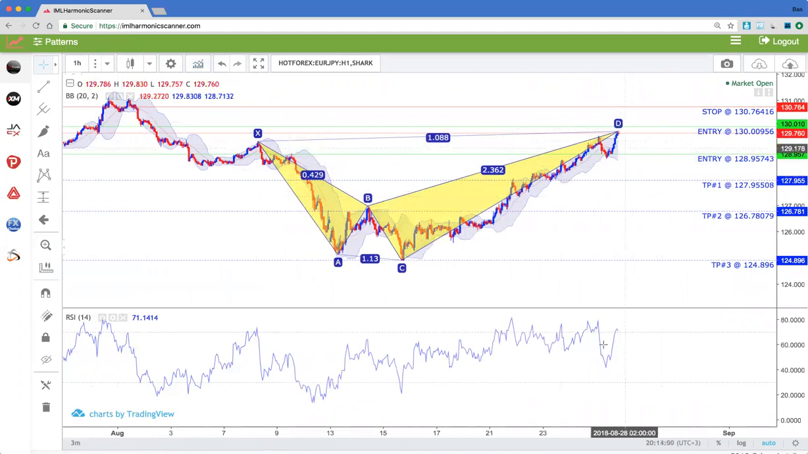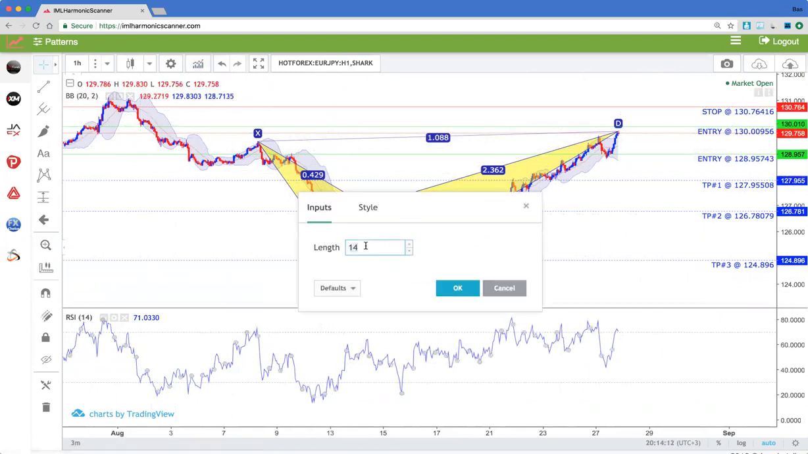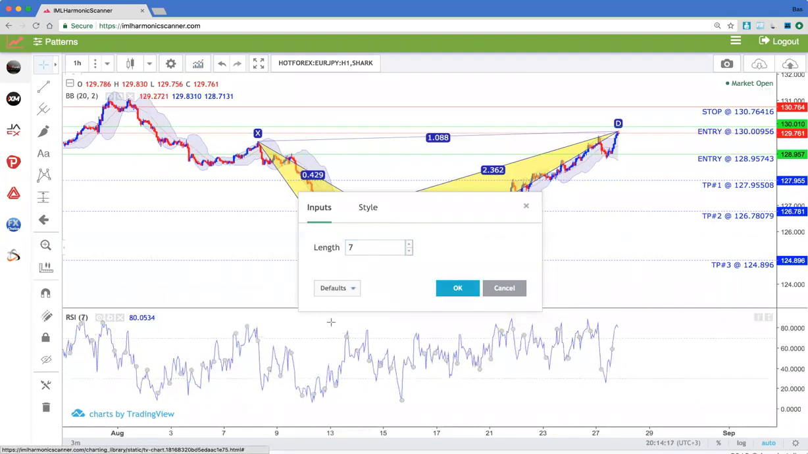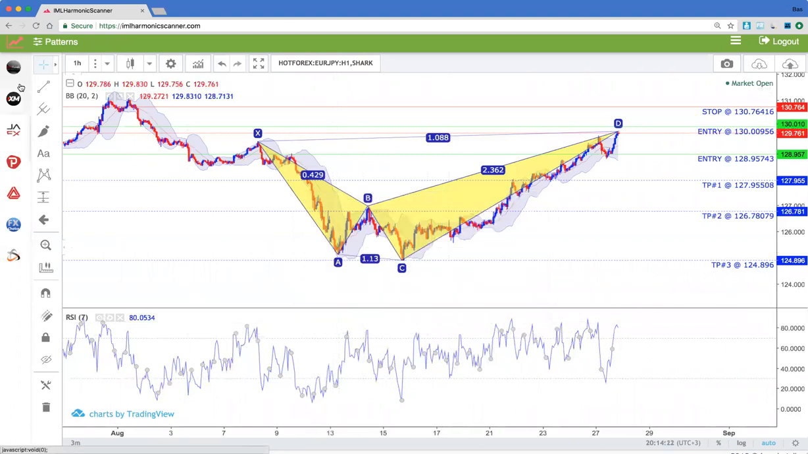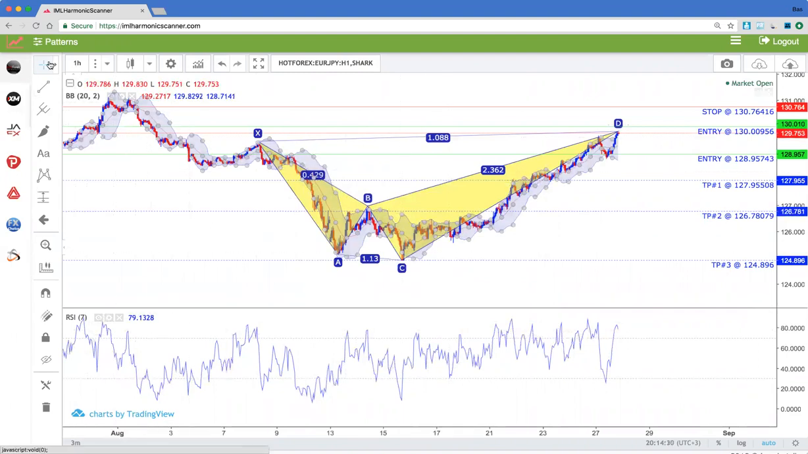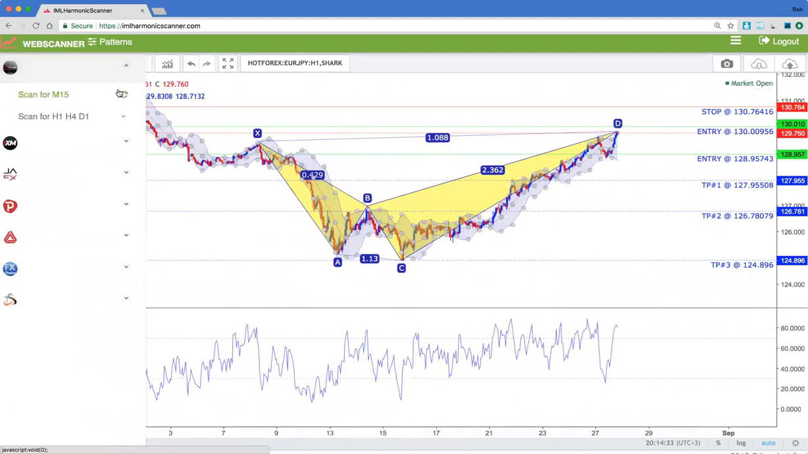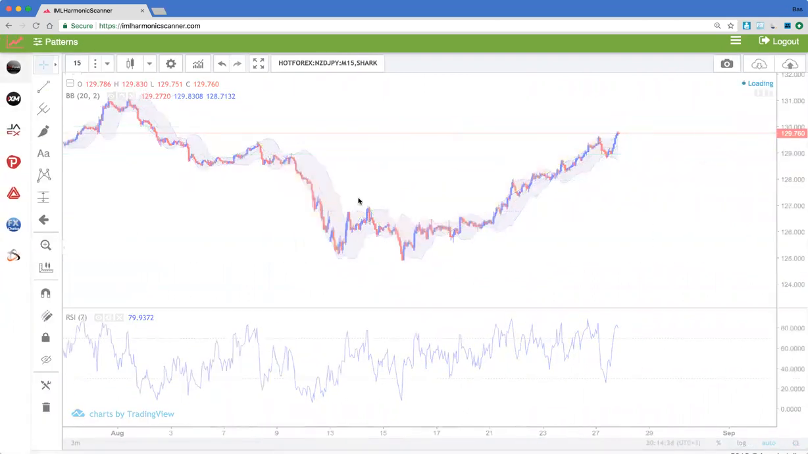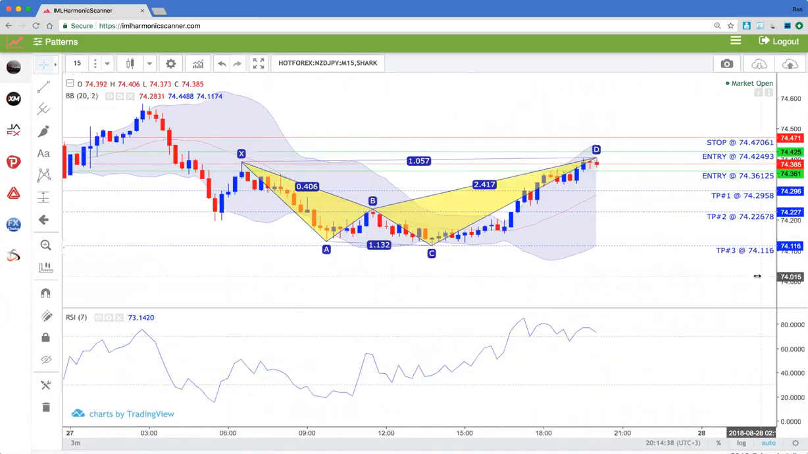We also have the RSI. RSI 14 is nice especially for the 4 hours. For 1 hour and 15 minutes, I like to make it a little bit shorter, so I put it on 7. Very important is to click on defaults and then save as default, so that when you switch to another pattern, you get the same settings. I also do that on the Bollinger Bands, and now I will show you that if I move to another pattern, I actually get my Bollinger Bands and my RSI.